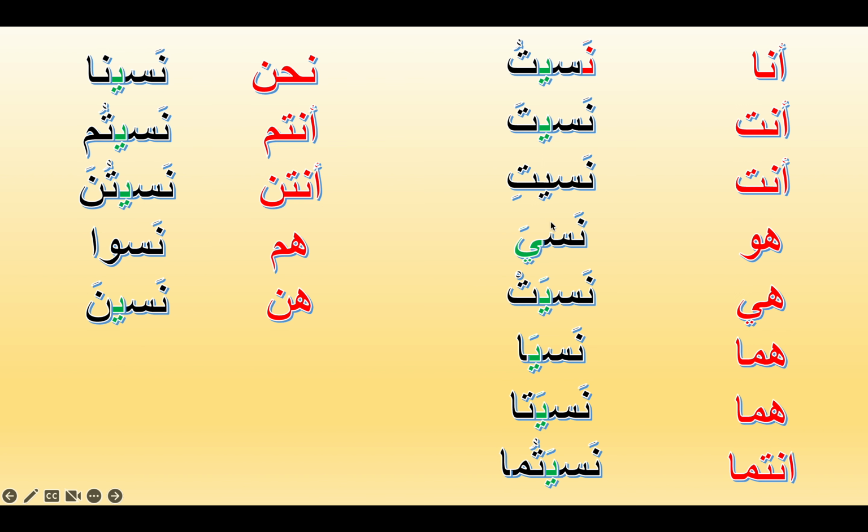Now look for the huwa, it's nasiya. Okay, the fatha is on top of the ya. But for the ana, the anta, and the anti, the fatha disappears when we add the suffixes to the end. Hiya nasiyat, huma nasiya, huma nasiyata, and this should be antum, yes, antuma, nasiyatuma, nahnu nasina. Now for the nahnu, again, the fatha has disappeared on top of the ya. Antum nasitum, antunna nasitunna, hum nasu, as the ya has completely disappeared for the hum, hunna nasina.